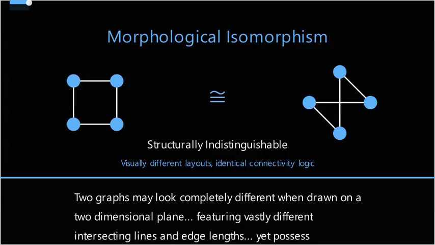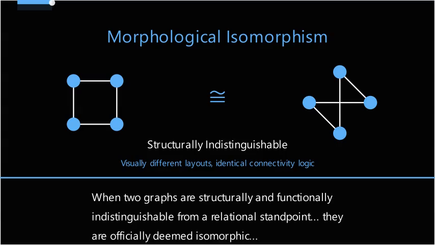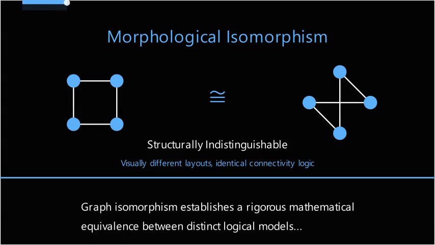Two graphs may look completely different when drawn on a two-dimensional plane, featuring vastly different intersecting lines and edge lengths, yet possess perfectly identical internal connectivity logic. When two graphs are structurally and functionally indistinguishable from a relational standpoint, they are officially deemed isomorphic. Graph isomorphism establishes a rigorous mathematical equivalence between distinct logical models.